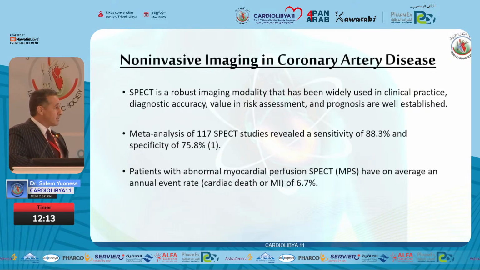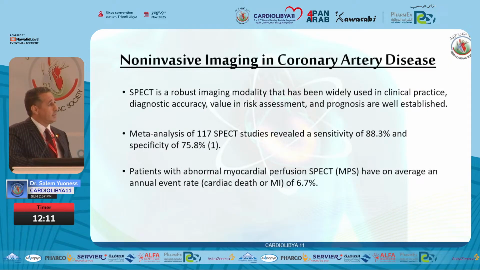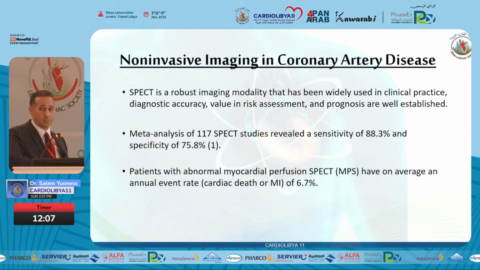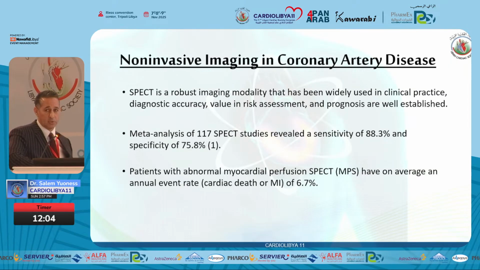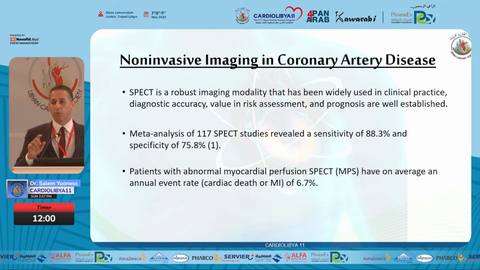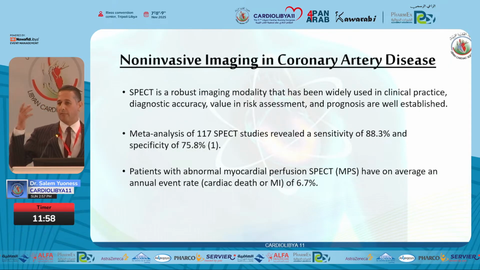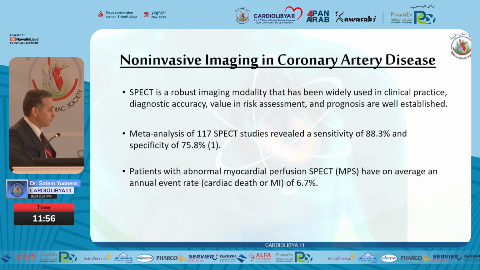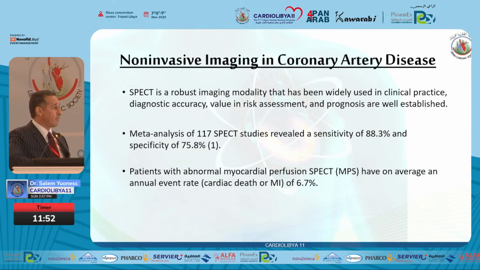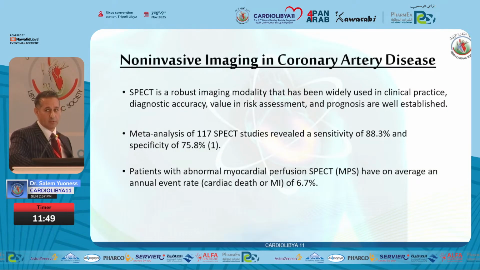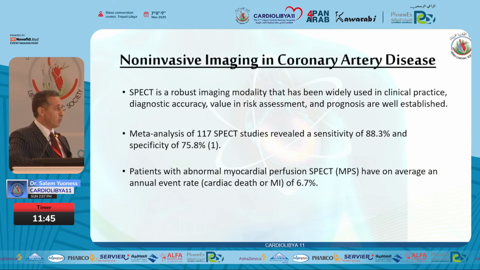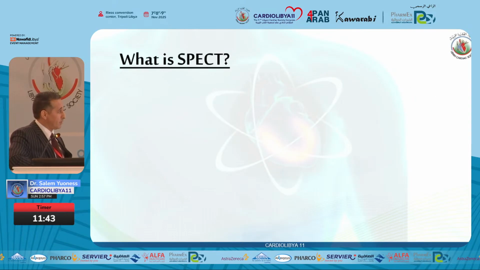In a meta-analysis done for 117 SPECT studies, the sensitivity of SPECT was 88.3%, while the specificity was 75.8%. It has higher sensitivity and a little bit lower specificity, but we're going to speak about PET, which has a higher specificity as well. People who have abnormal myocardial imaging usually have an annual heart event rate of 6.7%. So when you have a perfusion defect, when you have an abnormal MIBI scan, the annual cardiac event rate is 6.7%.